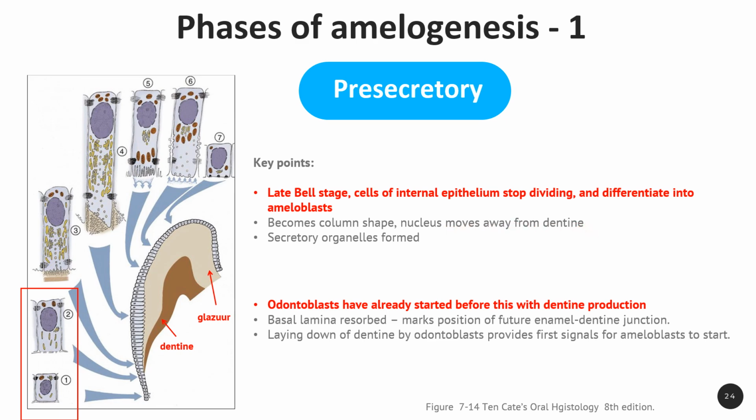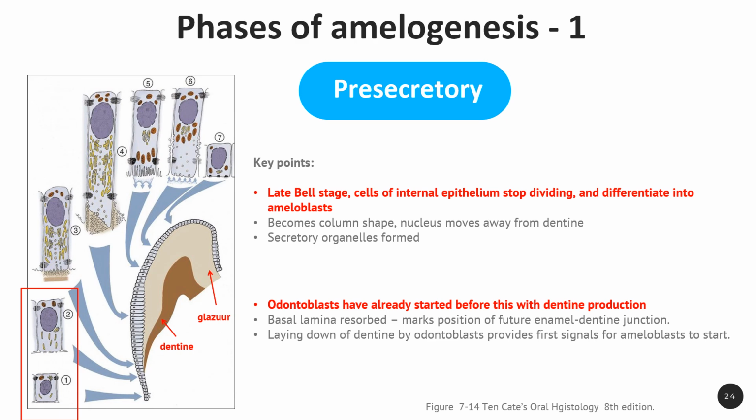If you remember what I said in the last Kennisclip, dentinogenesis always happens first, and this is a signal which stimulates the ameloblasts to differentiate and to get ready to make the precursors for enamel. So the nucleus moves away from dentine, like you can see here, so here would be the dentine underneath, and the secretory organelles are formed. Here in the picture they are these yellow little shapes. Like I just said, odontoblasts have already started with dentine production.